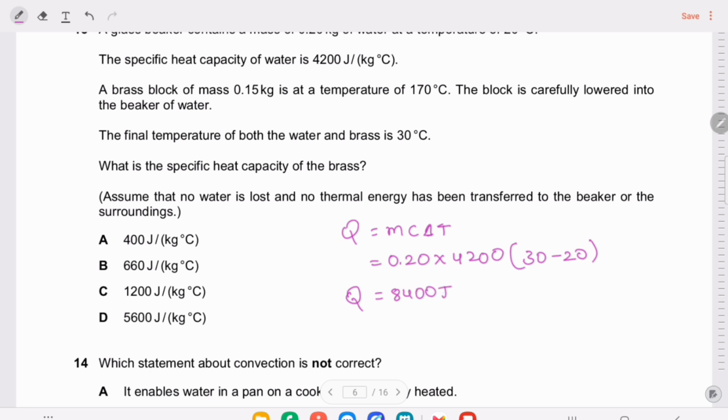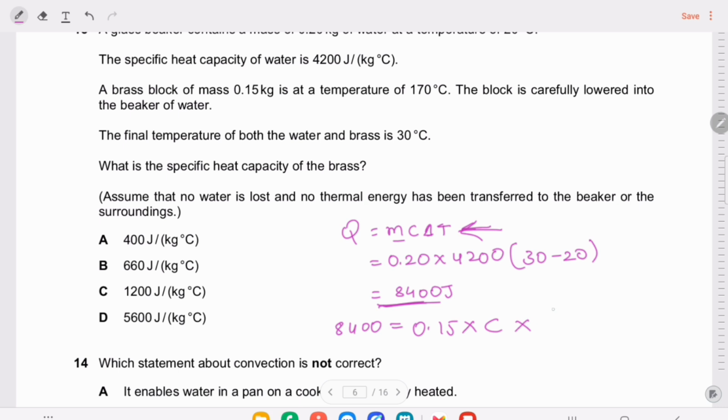Now let's find the specific heat capacity of the brass. Let's use the same formula again. The energy gained by the water is 8400 joules. Now we need to calculate the specific heat capacity for the brass. So the energy we have here is 8400 joules and the mass of the brass is 0.15 kg. So now we need the specific heat.